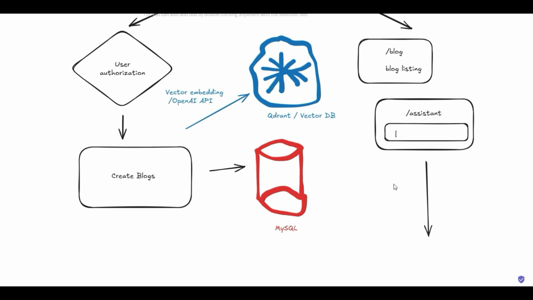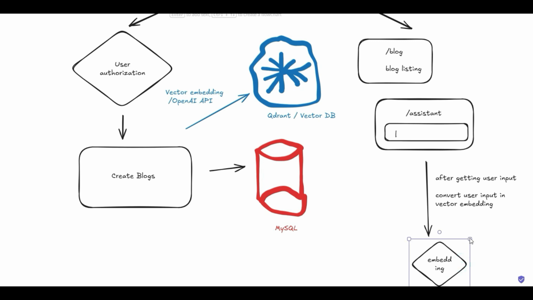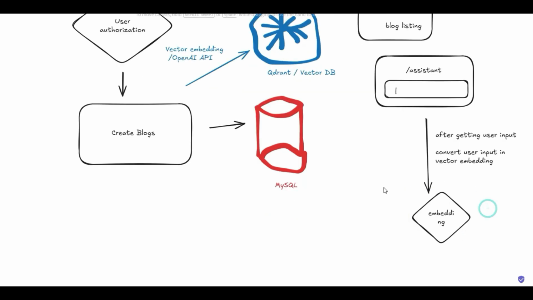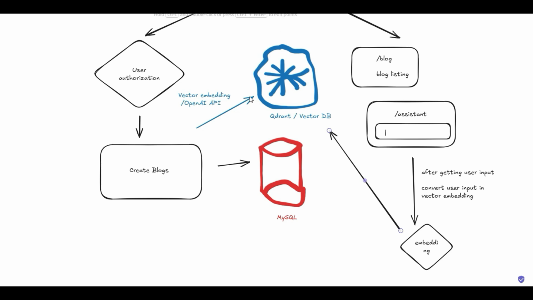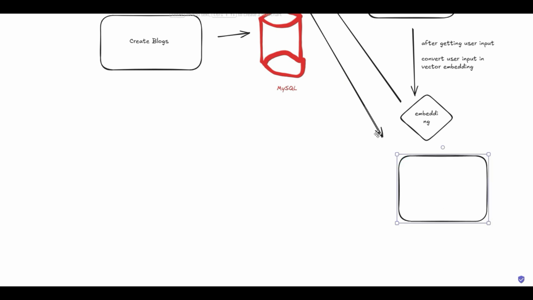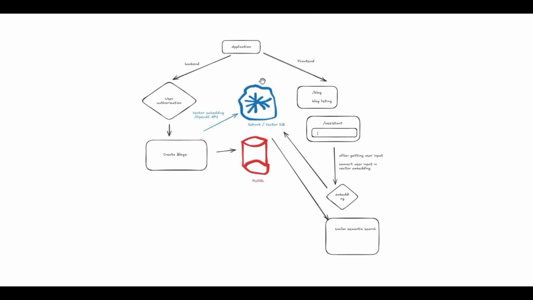How? Here's the flow. When the user types their input, we send that input to OpenAI. OpenAI converts the user input into a vector embedding. That vector is compared with vectors stored in Qdrant. Qdrant finds the most similar blog post and we return intelligent results. Now this is called RAG, Retrieval Augmented Generation. We are retrieving relevant data using vectors and then generating meaningful responses. This is modern AI architecture and you are going to build it from scratch in this course.